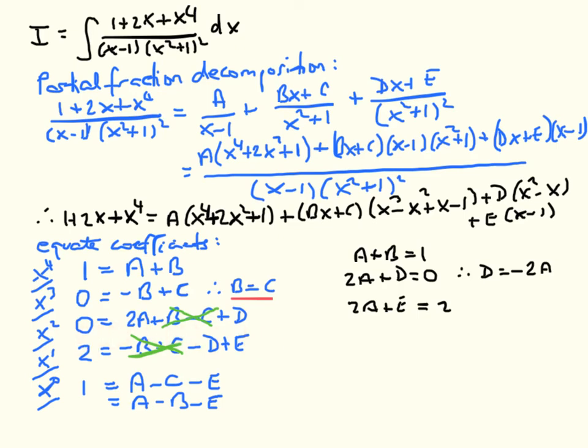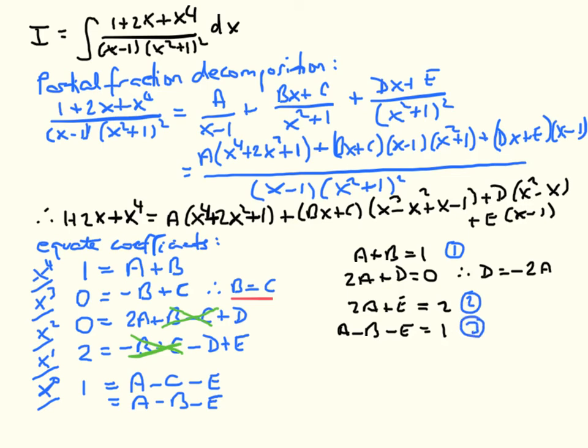I'm trying to get rid of writing d, and then we have our final equation that 1 is a minus b minus e, so let's just write that straight down. So a minus b minus e is equal to 1. So we've got now 3 unknowns, a, b and e, and we know that d is going to be minus 2a. So let's call this equation 1, we'll call this equation 2, and this one equation 3.